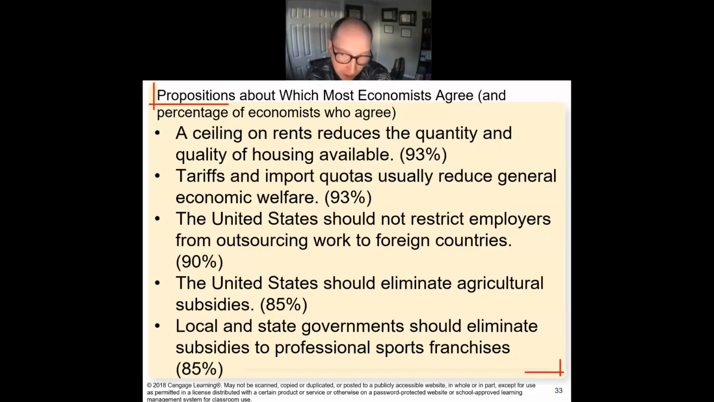The U.S. should eliminate agricultural subsidies. I don't think so. That's a terrible idea, because it'll cause a lot of farms to go out of business. Local and state governments should eliminate subsidies to professional sports franchises. Yes, they already make enough of their money.